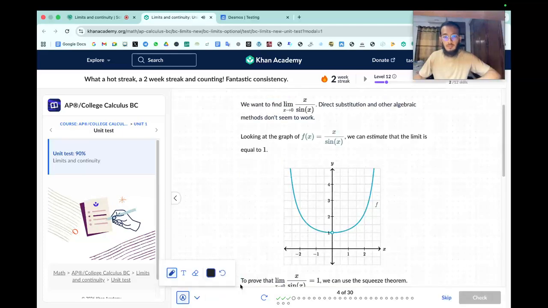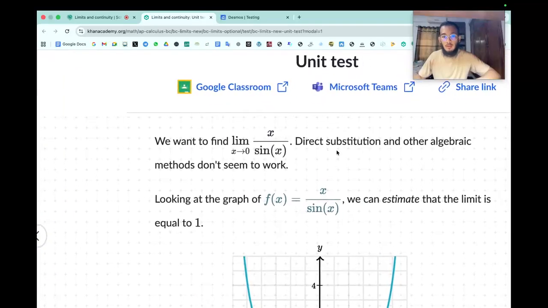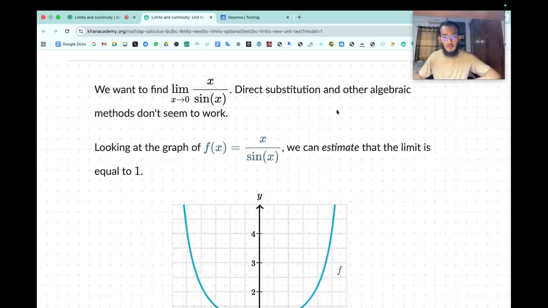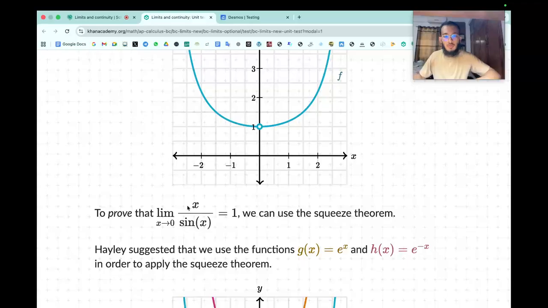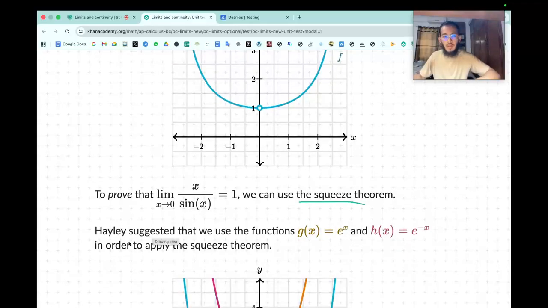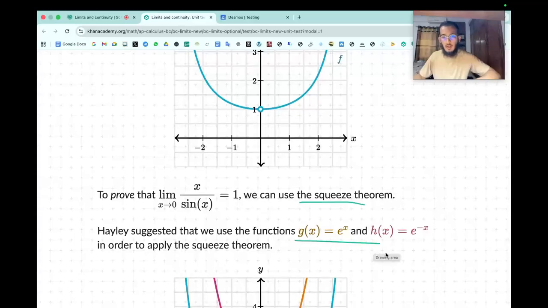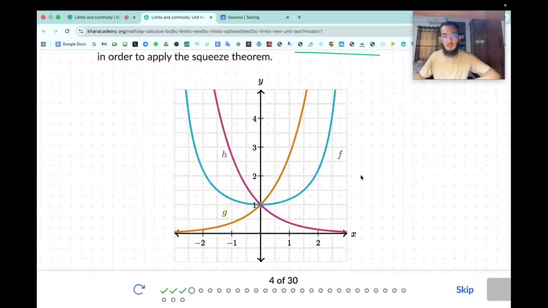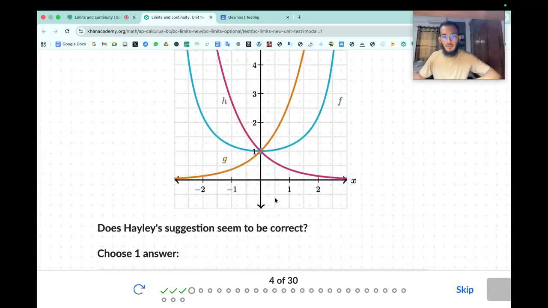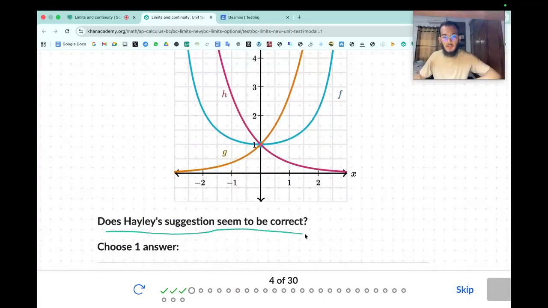Okay. We want to find the limit of this function as x tends to 0. Direct substitution and other algebraic methods don't seem to work. Looking at the graph f(x) equals x by sine x, we can estimate that the limit is equal to 1. To prove that the limit of this function as x tends to 0 is equal to 1, we can use the Squeeze Theorem. Haley suggested that we use the function g equals e to the power x and h(x) equals e to the power negative x in order to apply the Squeeze Theorem. Does Haley's suggestion seem to be correct?